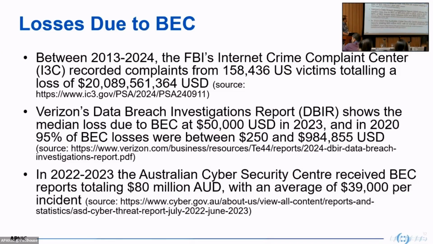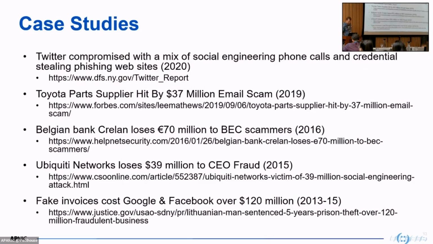These are some examples of losses due to BEC. I was telling you about the tens of millions of dollars. That one I was thinking of is actually not on this list for some reason. There it is. It's on the next list. So here we have Ubiquity Networks. Who here has heard of Ubiquity? You know, the Wi-Fi networking people. Ubiquity Networks lost $39 million to CEO fraud in 2015. Ooh, we have a window. Oh, there it goes. Toyota parts supplier.